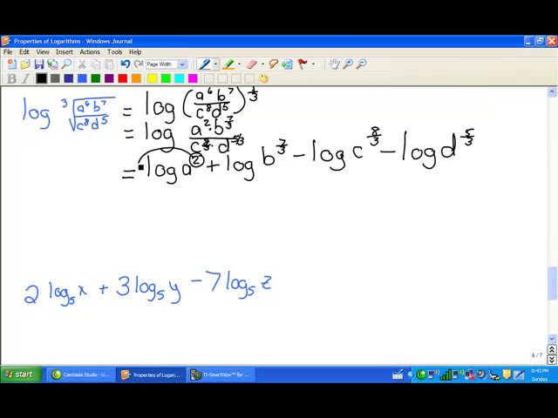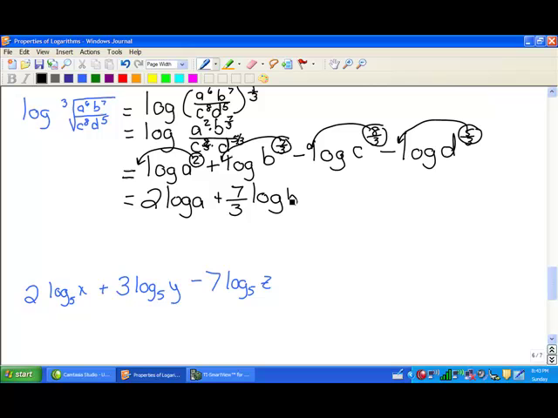Now apply the new property of the power rule and pull each exponent down in front of its individual logarithm. So our final answer will be 2 times the log of a plus 7/3 times the log of b minus 8/3 times the log of c minus 5/3 times the log of d.